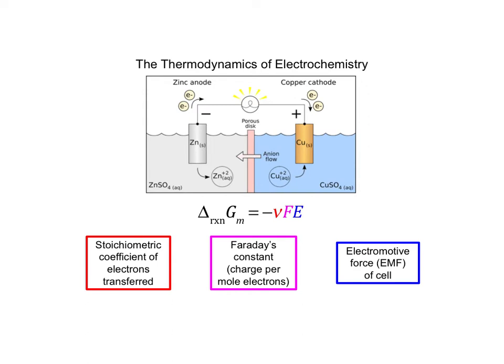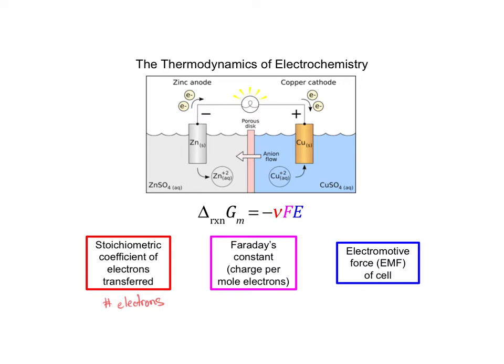So with some math and some relationships that I'm not going to go into, we can find basically the Nernst equation. And the Nernst equation is going to be where delta G of the reaction is equal to negative nu F E. Nu is the stoichiometry, and this is basically the number of electrons that move through this reaction.